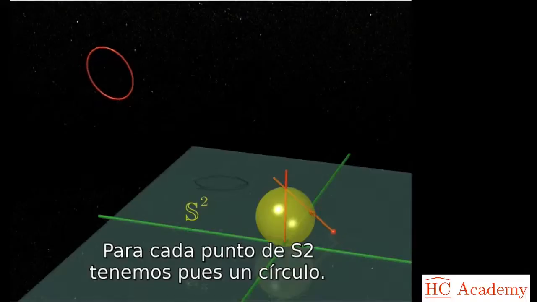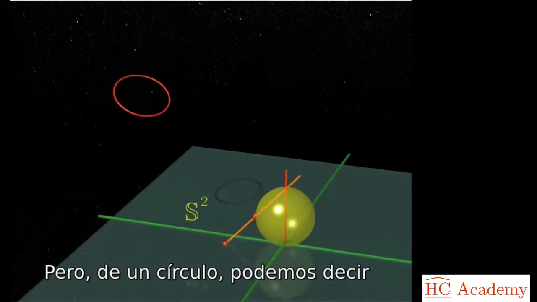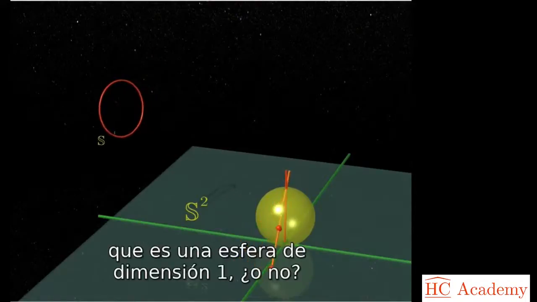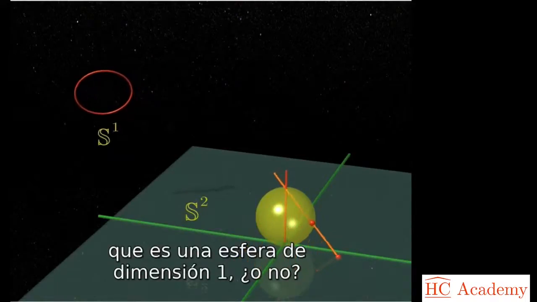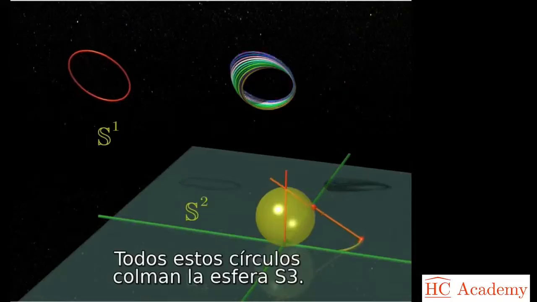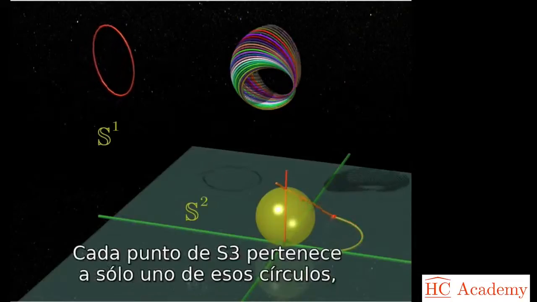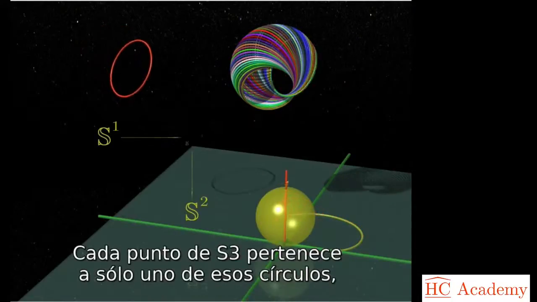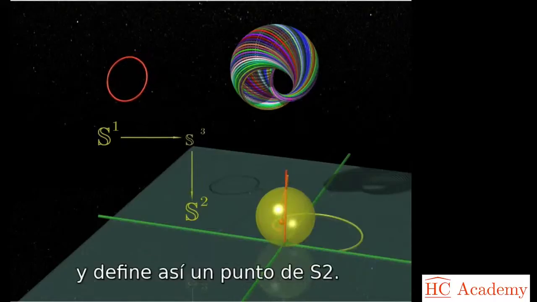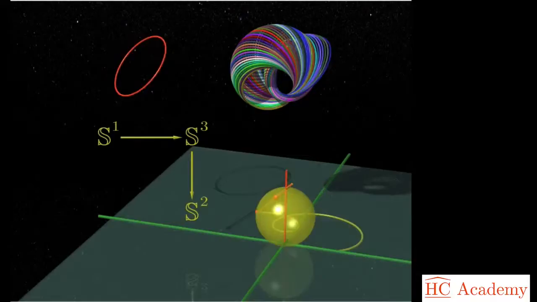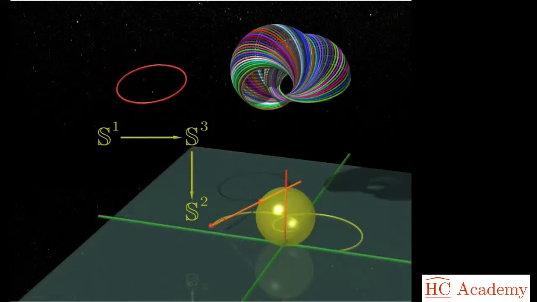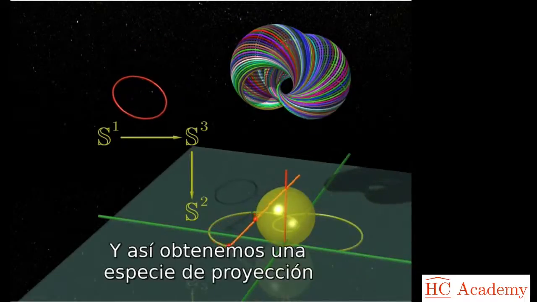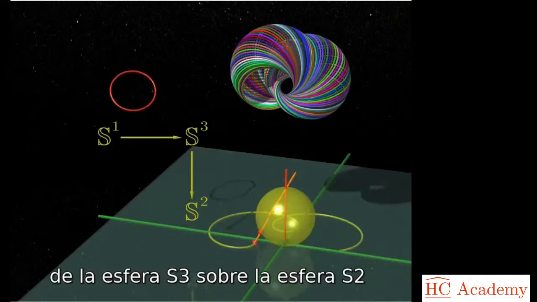So we have a circle for each point on the two-sphere. But a circle is a sphere of dimension 1, isn't it? All these circles fill up the 3-sphere. Each point on the 3-sphere belongs to a single circle, and therefore defines a point on the 2-sphere. In this way, we get a projection from the 3-sphere to the 2-sphere.